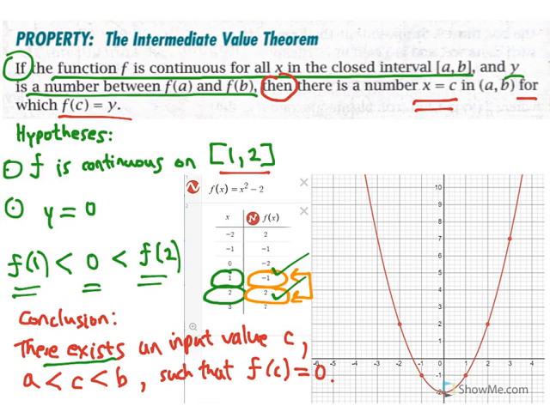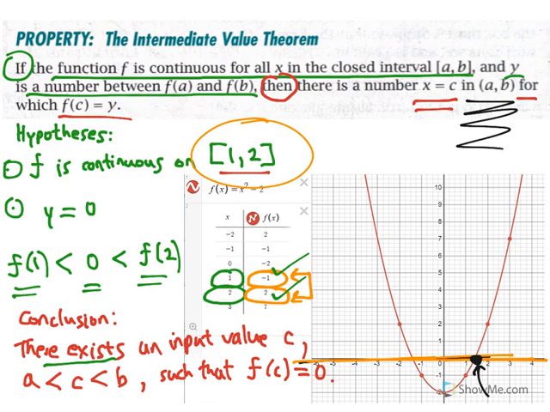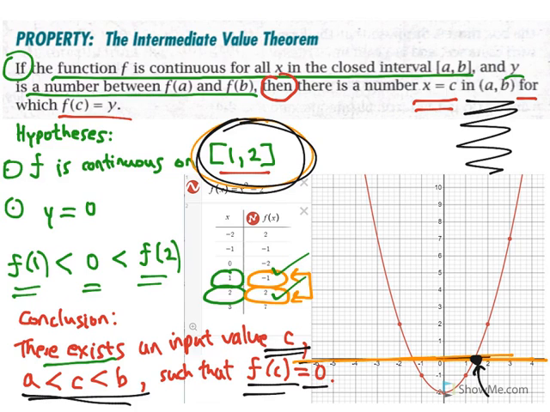To find it graphically, you would graph the horizontal line y is equal to 0, as I'm showing you now in gold. And then you would find the intersection of y is equal to 0 with the graph of f between x is equal to 1 and x is equal to 2. And that point of intersection would be right here. And the x-coordinate of that point of intersection will, of course, be between 1 and 2, as guaranteed by the intermediate value theorem, that there is an input value c between a and b, between 1 and 2, such that the output of the function will be equal to 0.